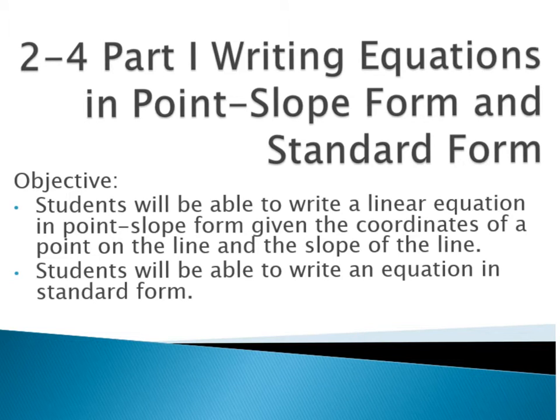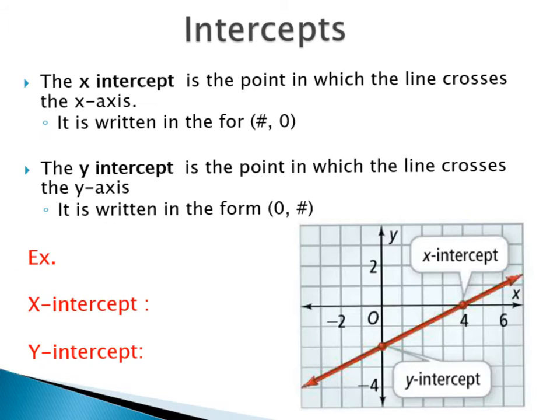In this video, you will learn about graphing equations in standard form. The x-intercept is the point in which the line crosses the x-axis, and is written in the form where it's the number, 0. The y-intercept is the point in which the line crosses the y-axis, and is written in the form of 0, the number.